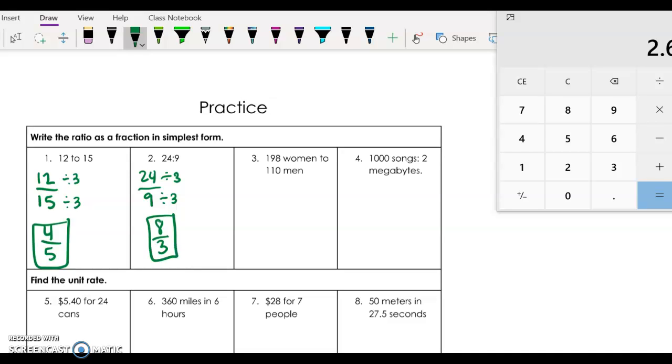And it's okay to just leave it as a fraction. We want the fraction in simplest form. We aren't going to turn it into a decimal. Decimals are not what we're looking for here. We keep it as a fraction.